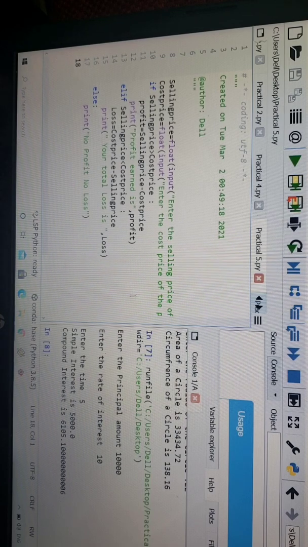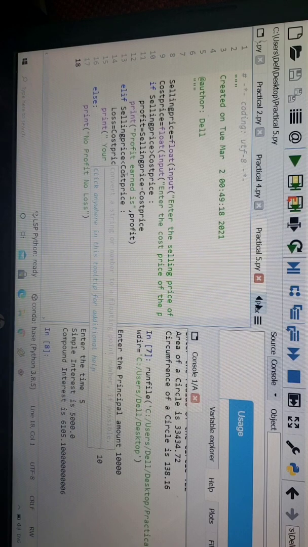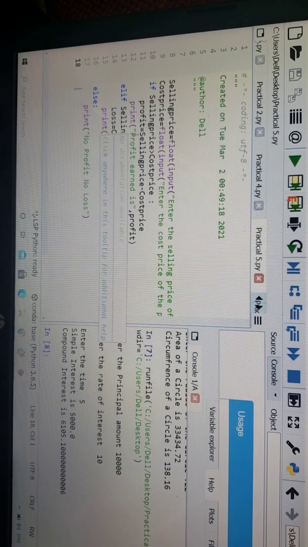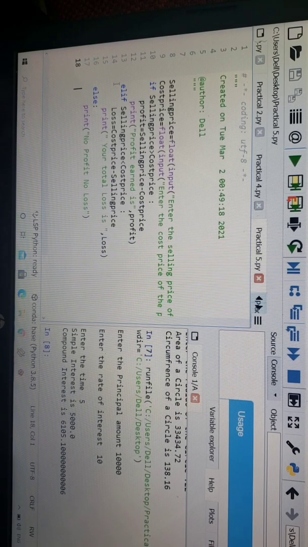And then if selling price is greater than cost price, this is also a very easy formula, you all know about it. Profit equals selling price minus cost price. Print profit earned is, if selling price is greater than cost price, then obviously it is a profit. If it is less than cost price, then in that case it is a loss. If it is neither less nor greater, then in that case it is no profit, no loss. Let's run this program.